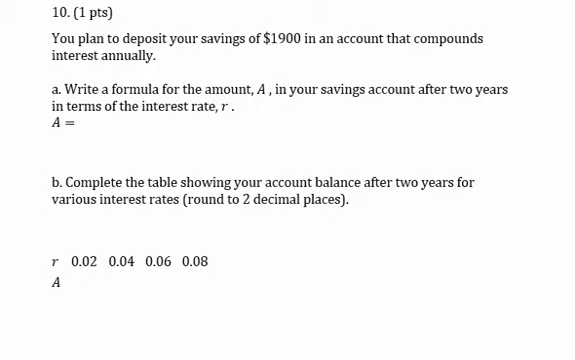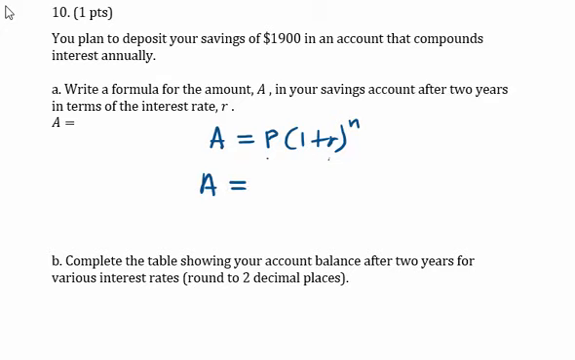the interest rate, R. Okay, so we're going to use the formula A is equal to P times (1 plus R) to the N, where P is the principal or the initial deposit, R is the interest rate, and N is the number of years. So in this case, A equals 1,900 times (1 plus R) squared, because it's after 2 years.